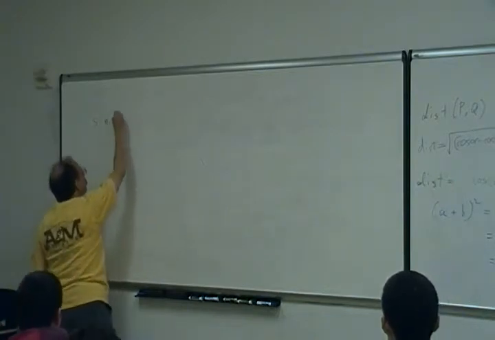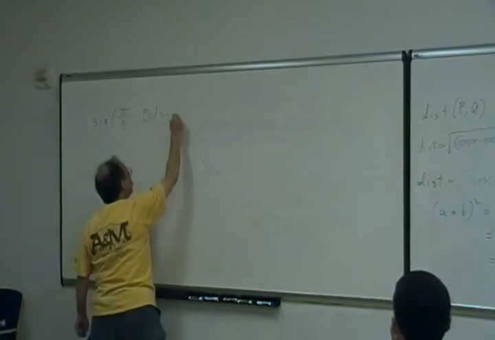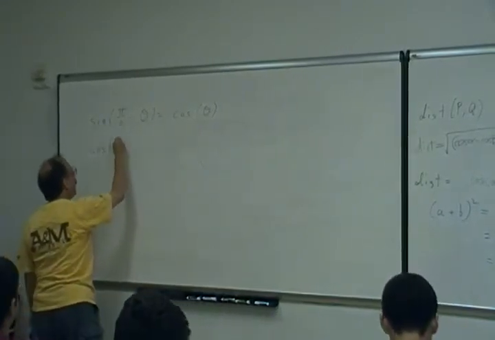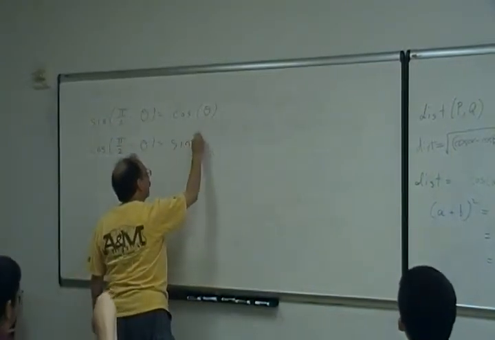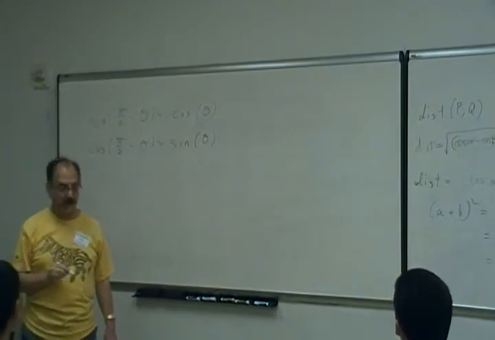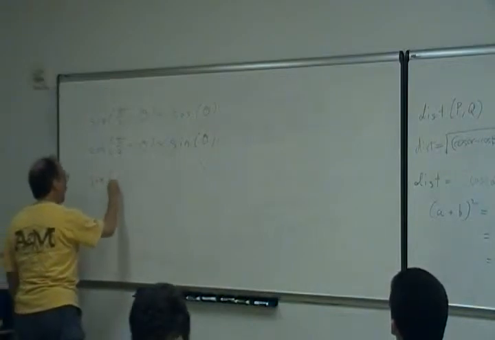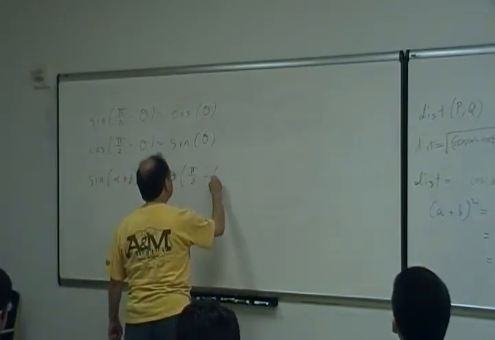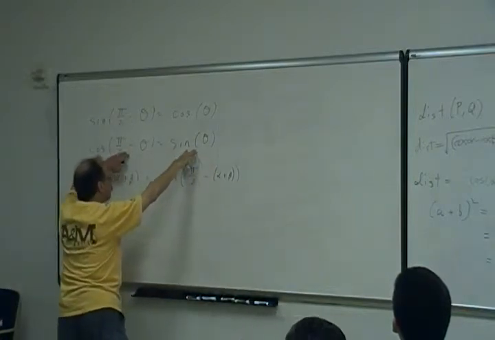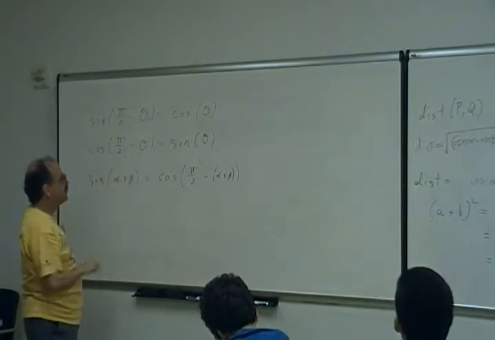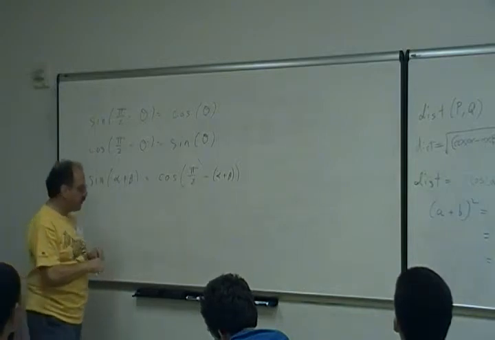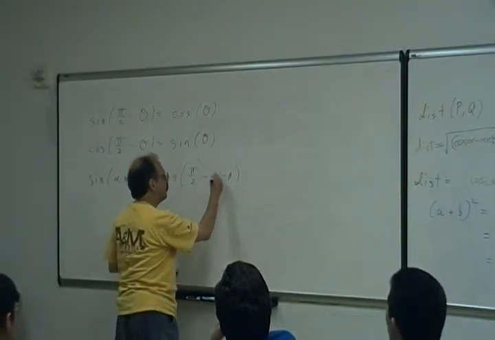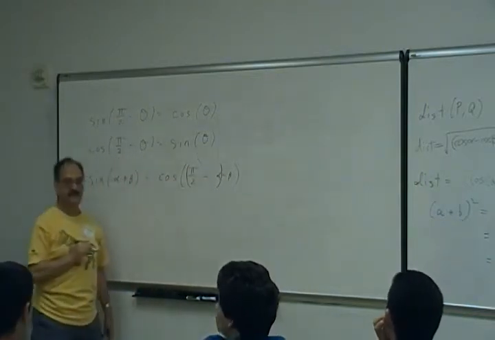Sine of pi over 2 minus theta is the cosine of theta, right? And the cosine of pi over 2 minus theta is the sine of theta. That's the complementary angle formulas, right? So if I would like to know what the sine of alpha plus beta is, it is the cosine of pi over 2 minus alpha plus beta. That's just using this formula backwards and replacing theta by alpha plus beta, right? What do I do inside here with that minus sign? Distribute it. So I get rid of the parentheses and put a minus on both. And then I can group them like that instead.